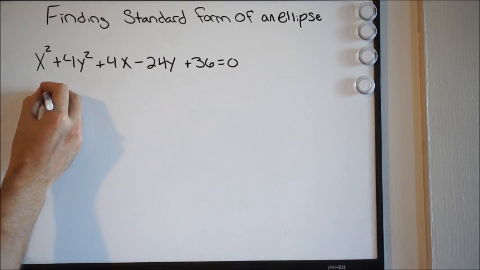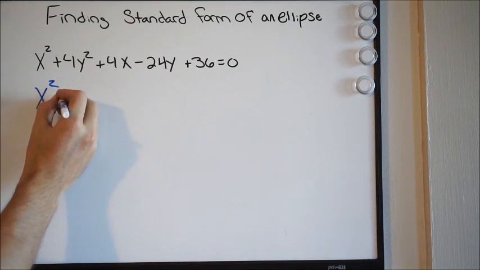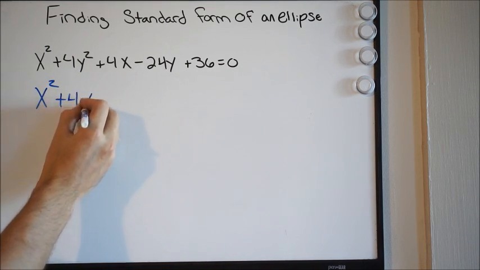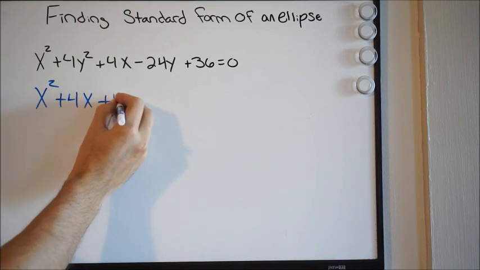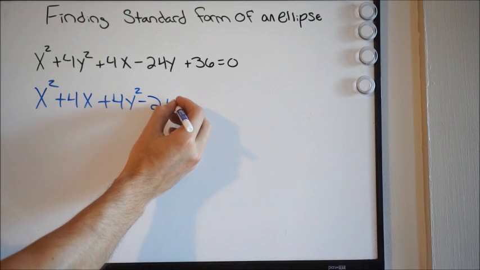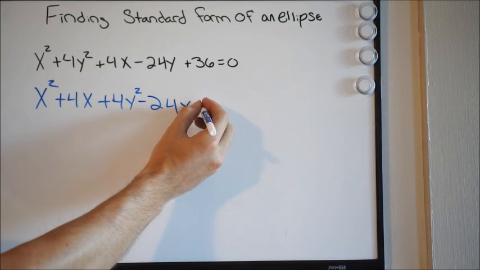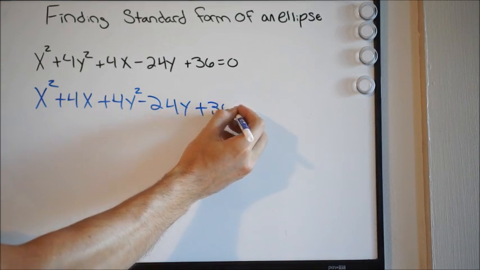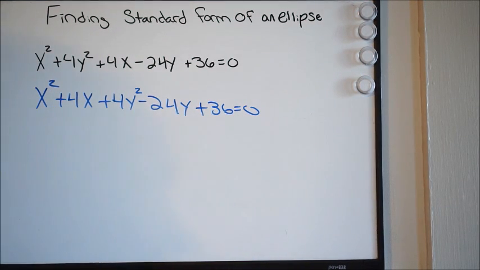Right, so I'll have x squared plus 4x plus 4y squared minus 24y, right, and then plus 36 all equal to 0. Okay, so again, I just went ahead and grouped together my variables, in this case x and y, right?